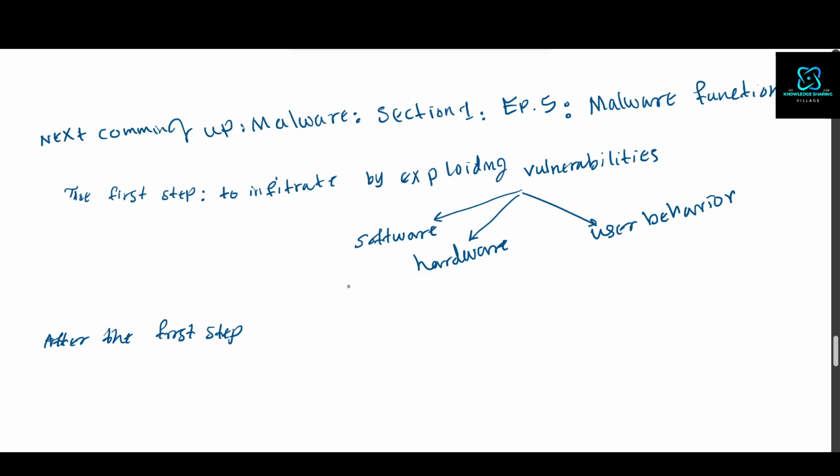By using one of these weaknesses, or all of them, or a combination of them, or some new method that we don't know yet, because the attacker, as I mentioned before, has imagination and a brain. They can use their imagination to find new methods. So this is the first step, infiltrate, and they will achieve this by exploiting vulnerabilities, which can be in the software, hardware, or user behavior, or some new one.